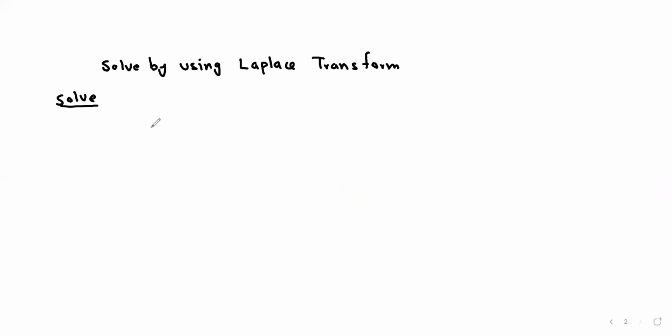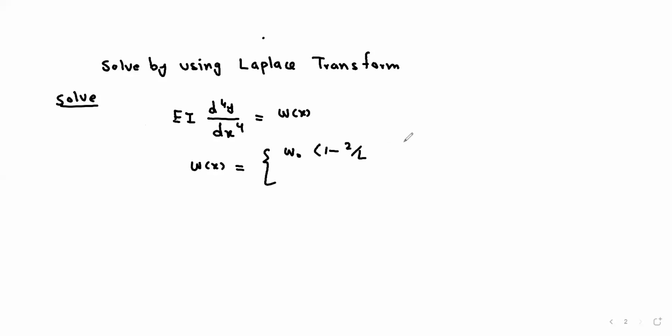The original equation is basically, we will first write the original equation. The original equation is EI d⁴y/dx⁴ is equal to w of x, where E is the Young modulus of elasticity. And w of x is a piecewise continuous function which is equal to w naught into (1 minus 2/L x), for 0 less than or equal to x less than or equal to L by 2, and the other piece is 0, for x greater than or equal to L by 2.